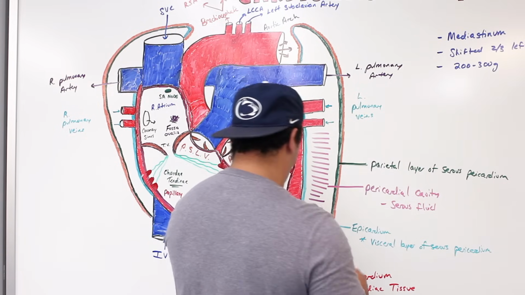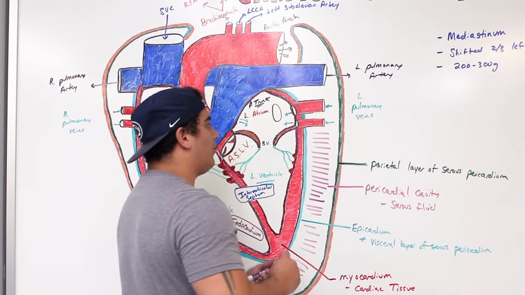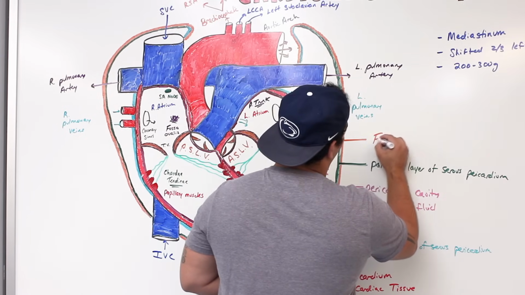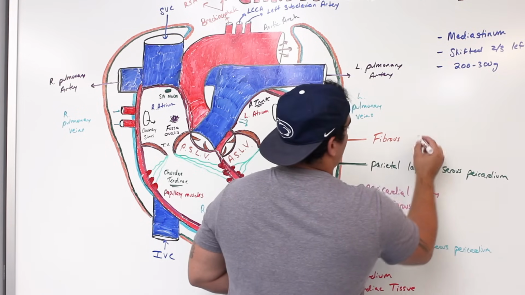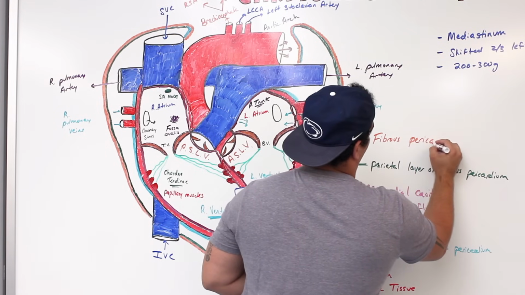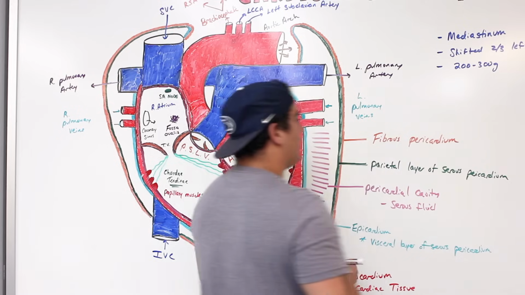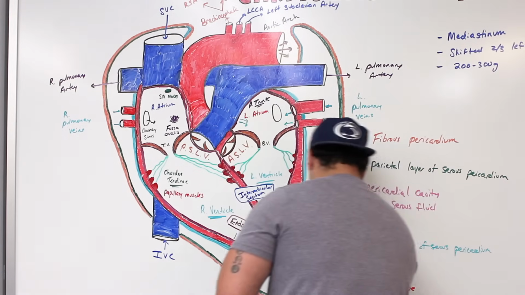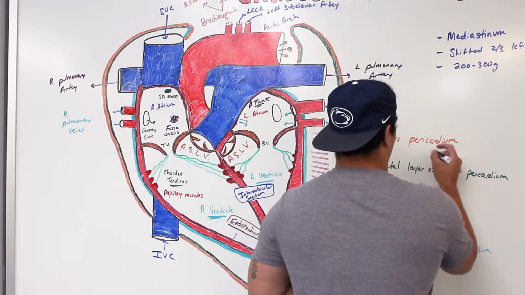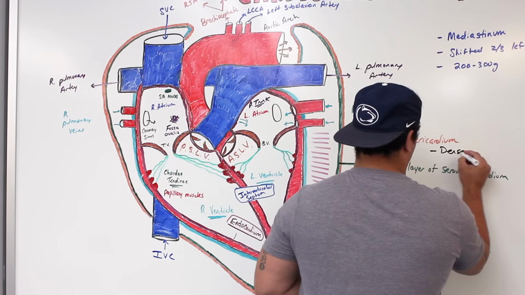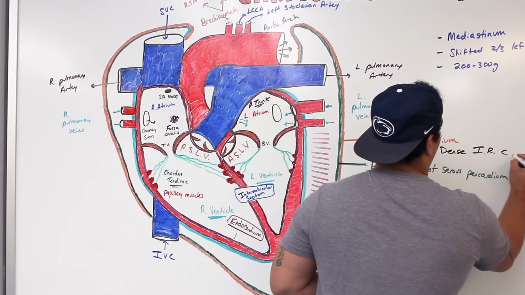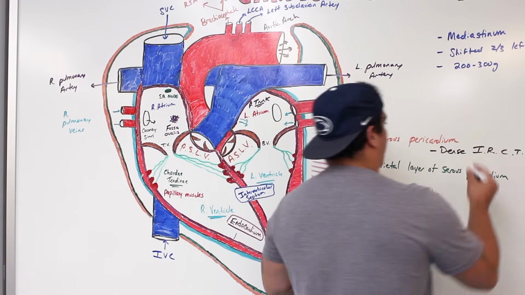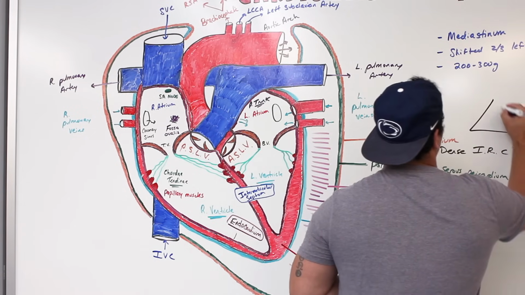Now on the outer parts of it, we have this brown layer, and this brown layer is so important. This brown layer is called the fibrous pericardium. It's a super important structure. It's made up of dense, irregular connective tissue. There are three important functions of the fibrous pericardium.